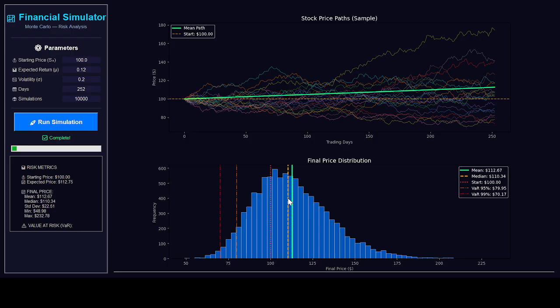What is mean? Mean is the average value in a given data set, which is the average outcome across all simulations. The yellow vertical line represents the median price. Median is the middle value in a given data set, which divides the distribution into two equal halves. And at the last, the red line represents the starting price, which is 100, allowing us to compare the simulated outcomes against the original investment.